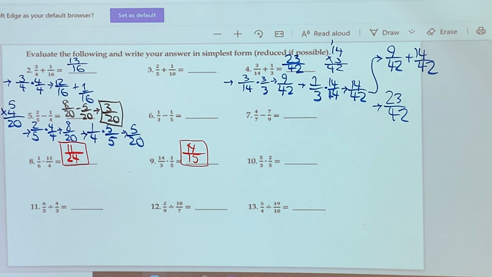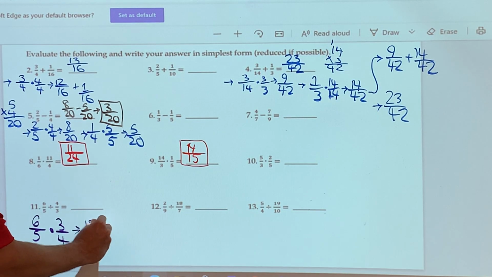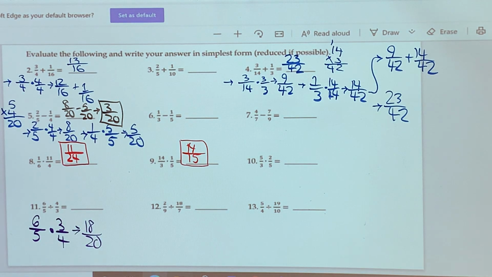Okay? Now, dividing fractions. So, when you can't divide fractions, what you have to do is use what we call KCF. Keep, change, flip. Okay, so I'm going to keep the 6/5, change the multiplication there, and then flip 4/3 to be 3/4. And now I'm just going to go across and multiply. And so when I do that, that's going to give me 18 over 20. Because 6 times 3 is 18, 5 times 4 is 20.